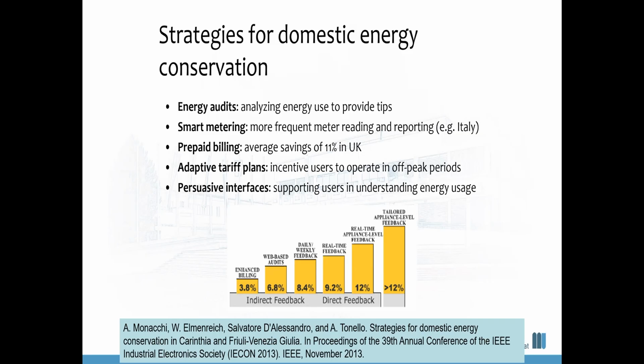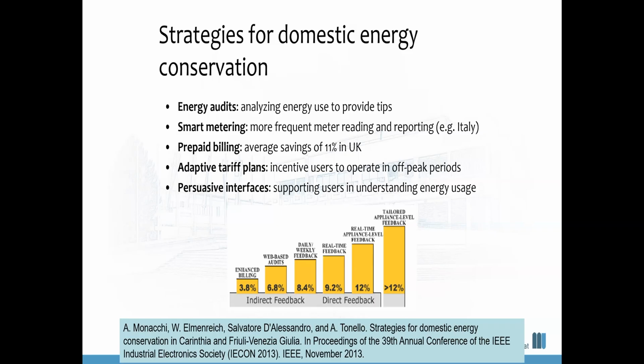And basically, there is a wide range of possible energy savings, depending on different pieces of literature, reporting from an estimated 3.8% up to more than 12% with tailored appliance-level feedback. In general, you can say that the more detailed your feedback, the better. So one thing would be to increase the frequency, so you just get information about your energy consumption every day.